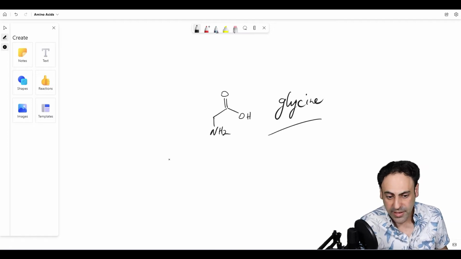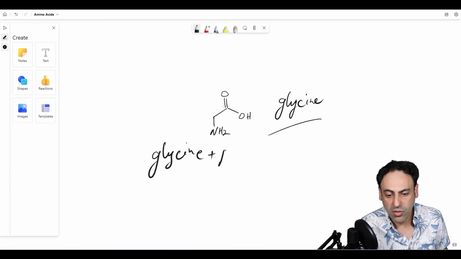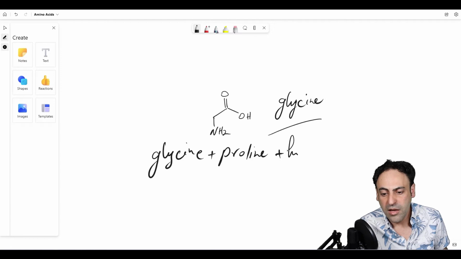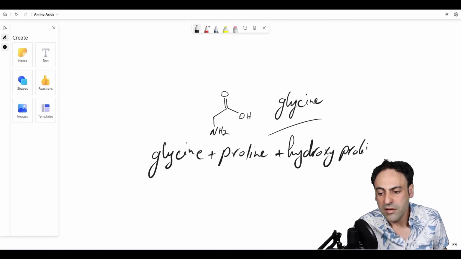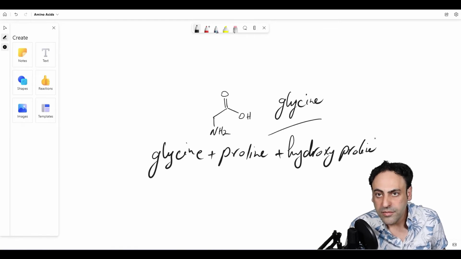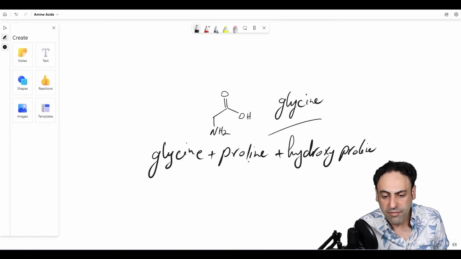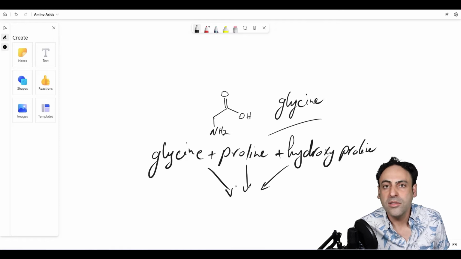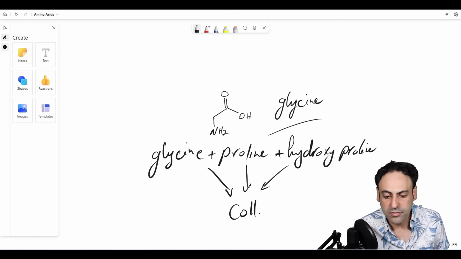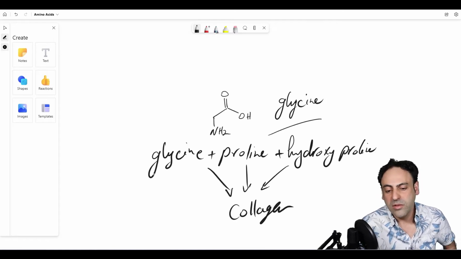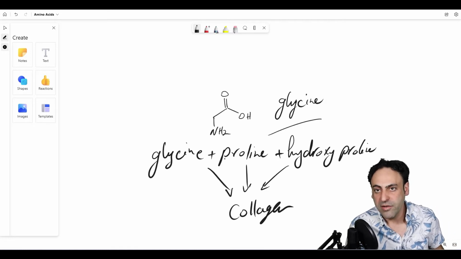But actually glycine plus proline plus hydroxyproline will make a very important tissue in our body called collagen. Okay, so glycine, proline, and hydroxyproline together make collagen.